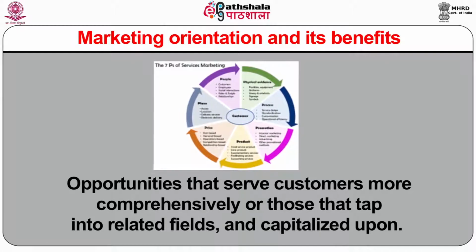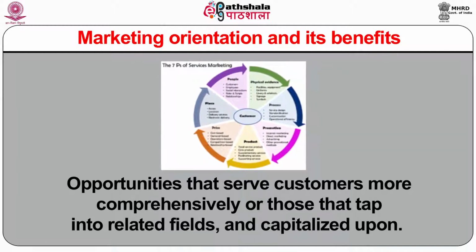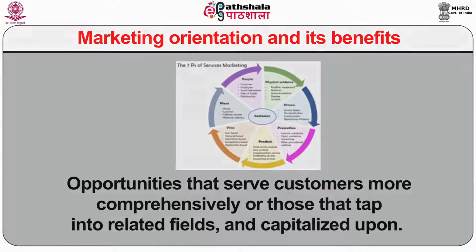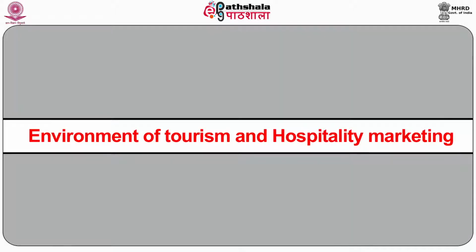Opportunities that serve customers more comprehensively or those that tap into related fields are capitalized upon. Let us now discuss the environment of tourism and hospitality marketing. It consists of two parts: controllable factors, which are marketing strategy factors, and uncontrollable factors, which are marketing environment factors.